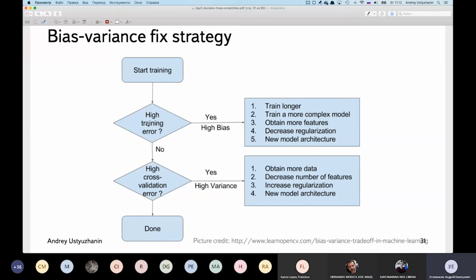And if bias error is low, we can check the cross-validation error. If cross-validation error is high, it means that we have high variance, and we can fix it by adding more data, decreasing the number of features, increasing regularization, or thinking of a better model architecture. So that's it.